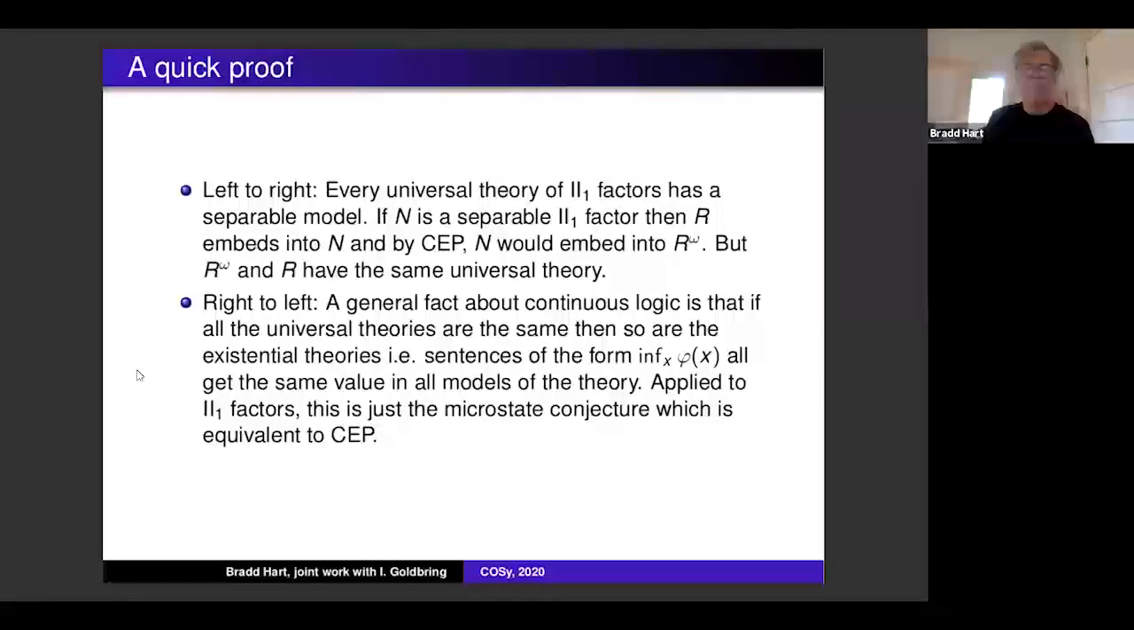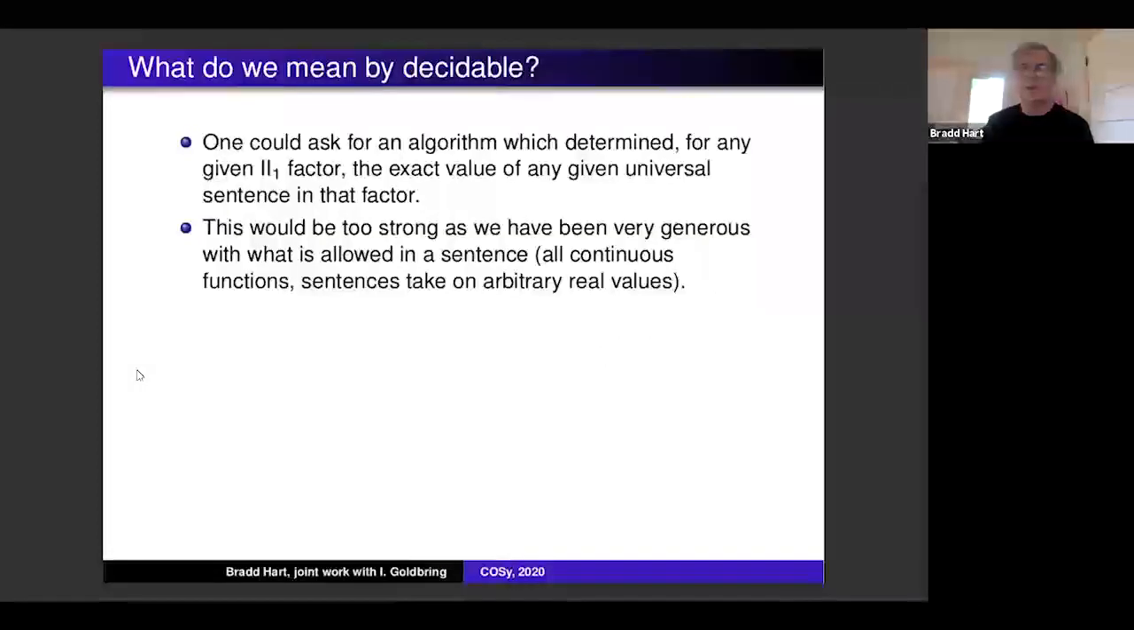Okay. All right. So I should say what I mean by decidable here. Let me start by saying what I don't mean by decidable, right? You could ask whether or not you had an algorithm which determined for any given II_1 factor the exact value of any universal sentence in that factor. I'm setting up a straw horse because this is way too strong. We've been extremely generous about what we mean by sentence. We allow all continuous functions as our connectives. We're allowing arbitrary real numbers as the values.